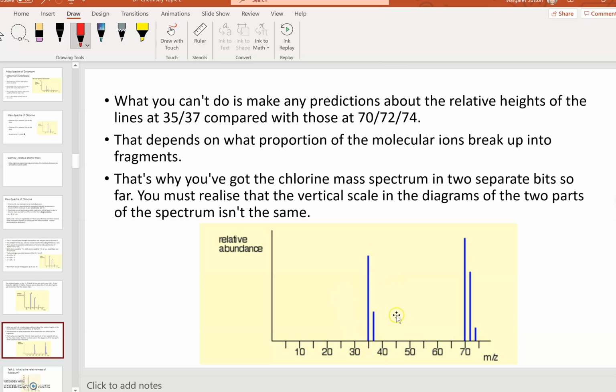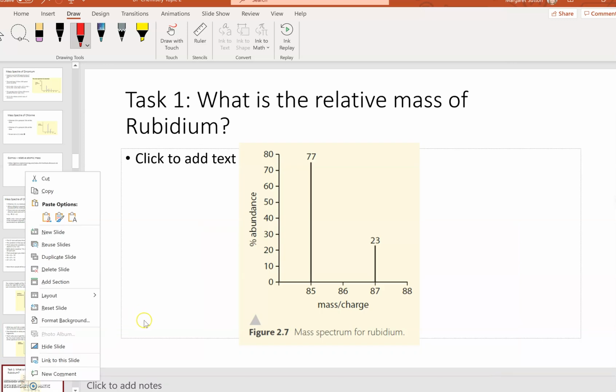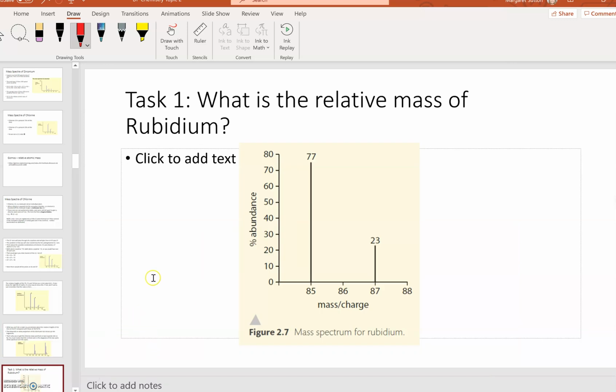So you look at this as two different spectra: this is the individual chlorine atoms and this is the Cl2 molecules. Hopefully that makes sense. So let's go through and look at a couple more examples.